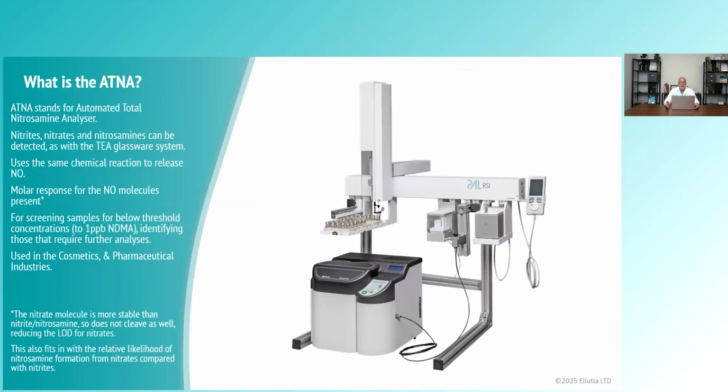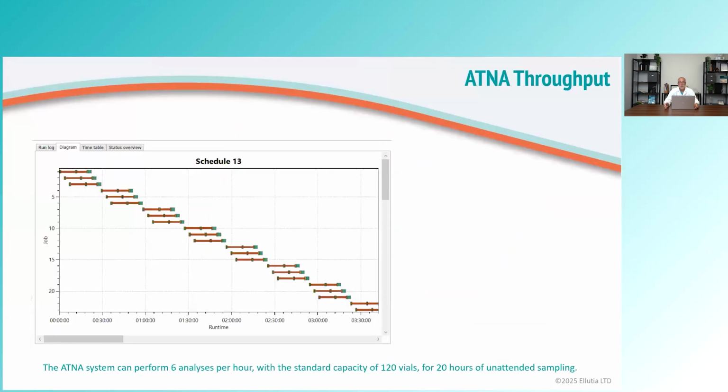This process has now been automated with the development of the ATNA system, the Automated Total Nitrosamine Analyzer. This is currently being used in the pharmaceutical and cosmetics industries to detect nitrites, nitrates, and nitrosamines. The system gives a molar response for the NO molecule liberated, so any nitrosamine can be detected. The throughput is good, with 6 samples being analyzed per hour, compared with other chromatographic techniques where generally you're seeing only 1 or 2 analyses per hour.